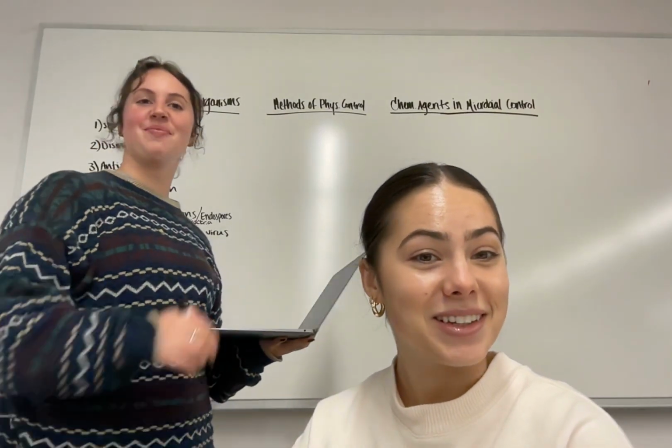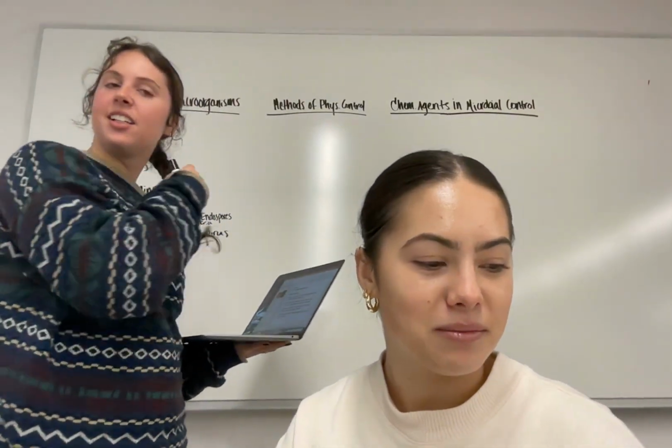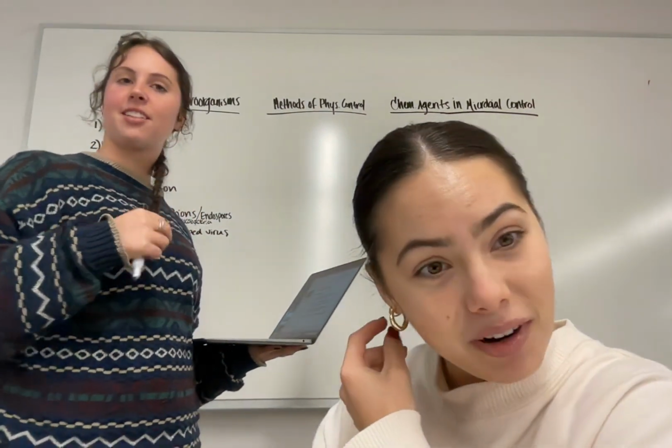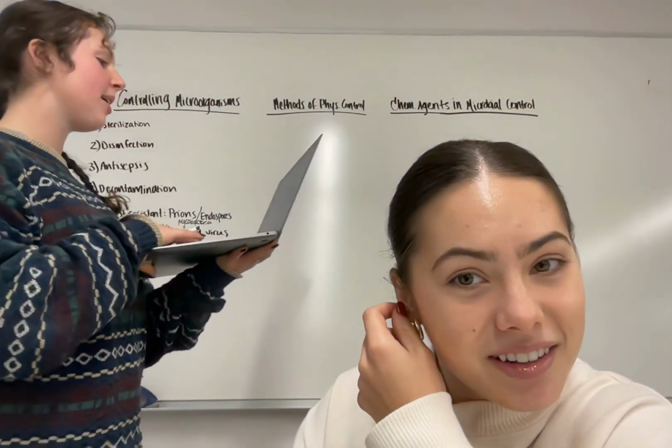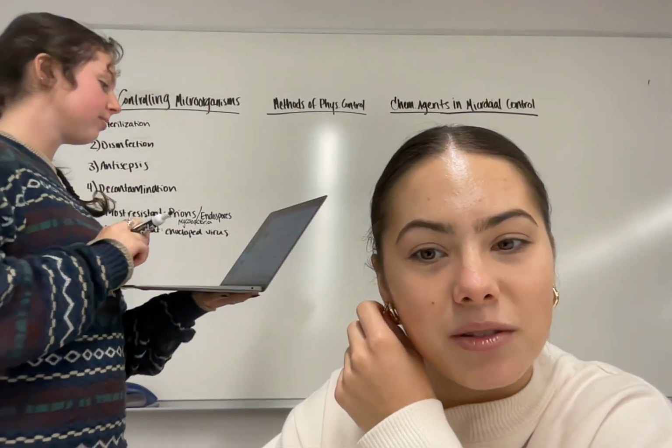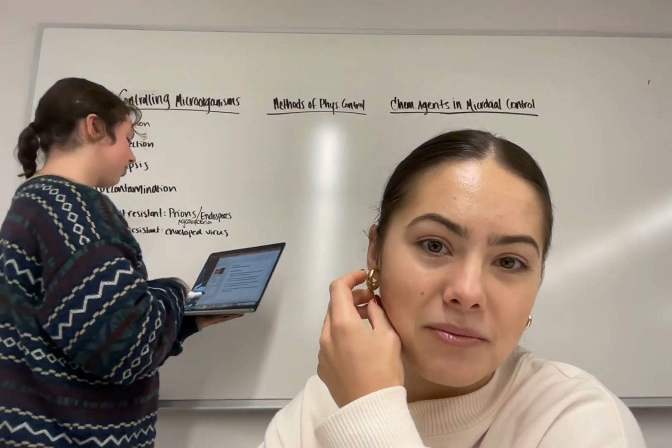Welcome back. This is part 2 of the project. It's Ava and The Grace. That's our group name. And we're going to talk about chapter 9, which is physical and chemical control of microbes.